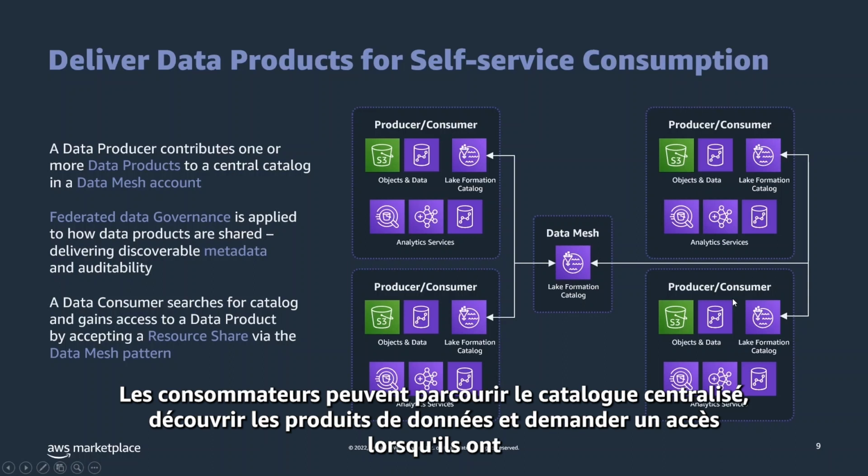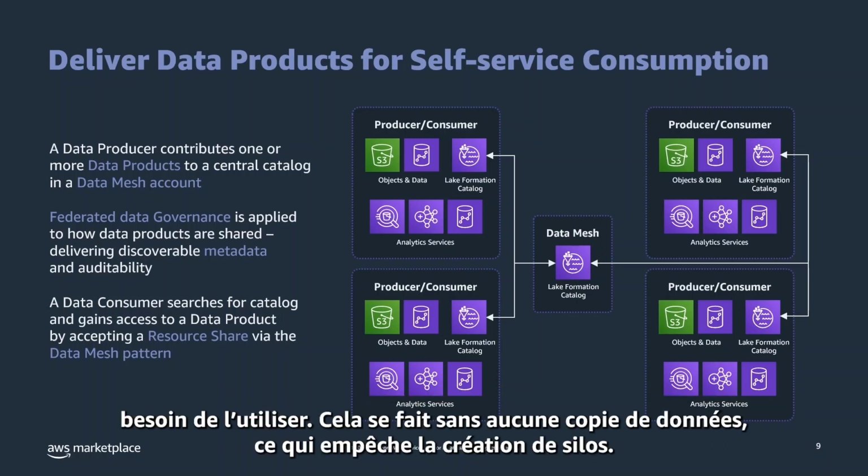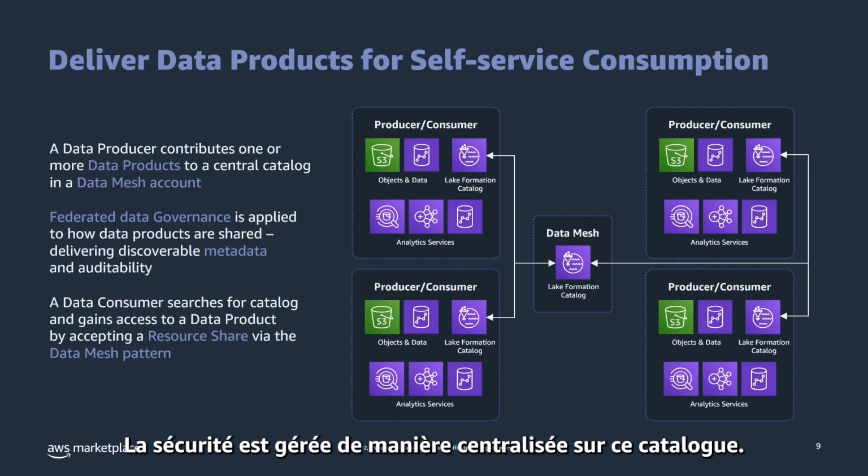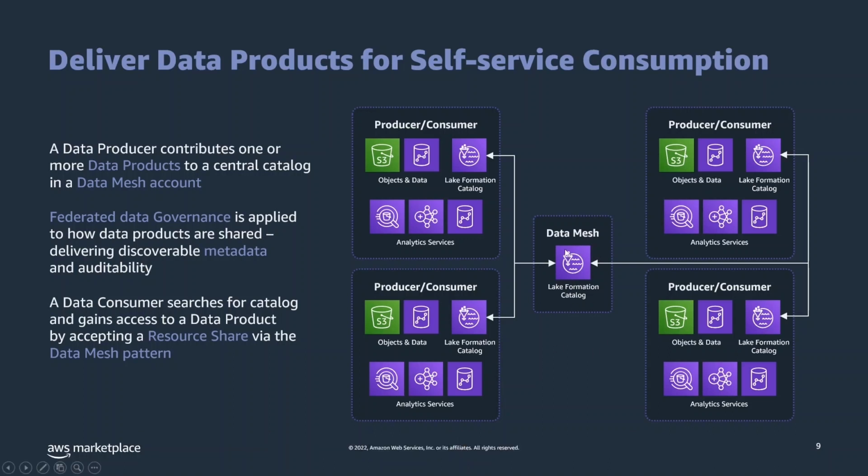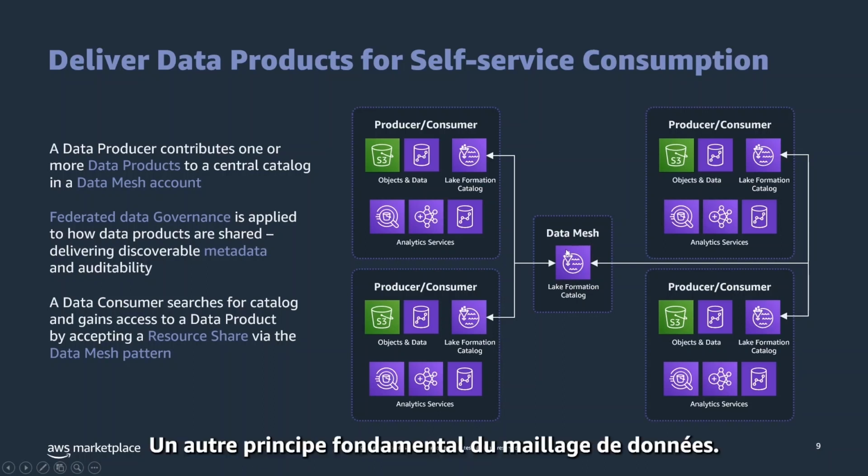Consumers can browse the centralized catalog, discover data products, and request for access when they need to use the data product. This happens without any copying of the data, thus preventing creation of data silos. The security is managed centrally on this catalog. This enables self-service consumption, another core principle of the data mesh.